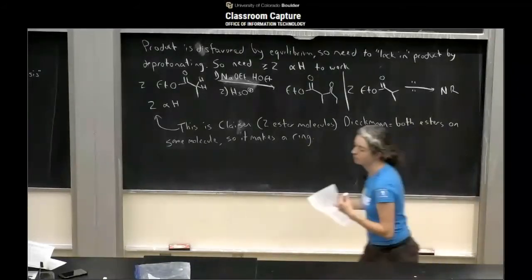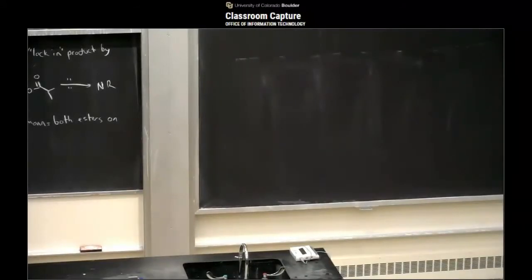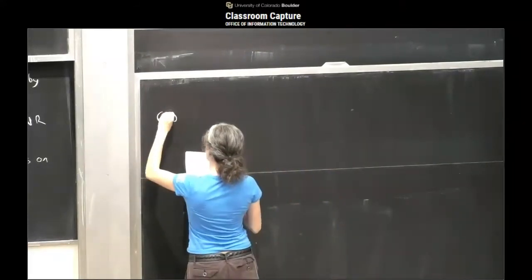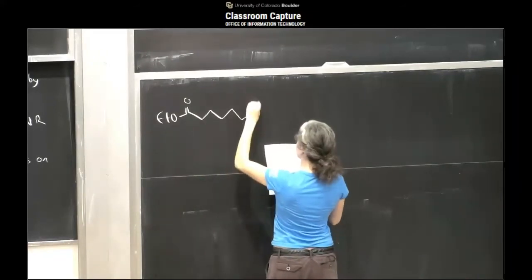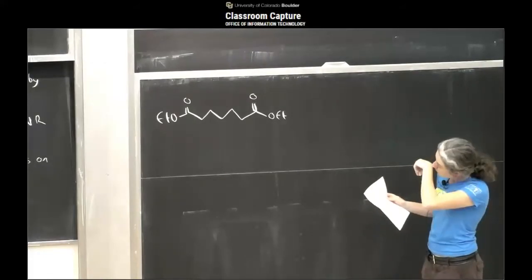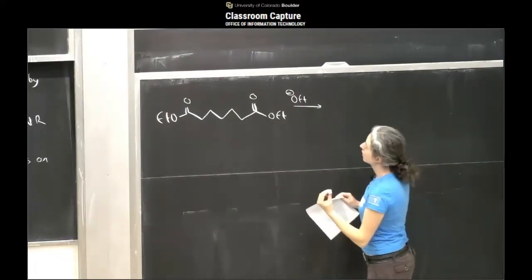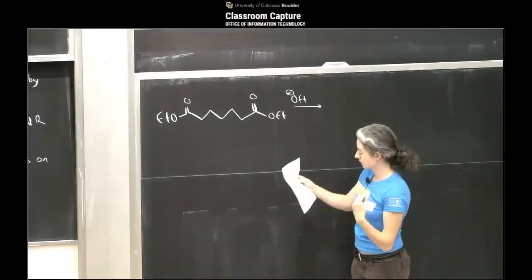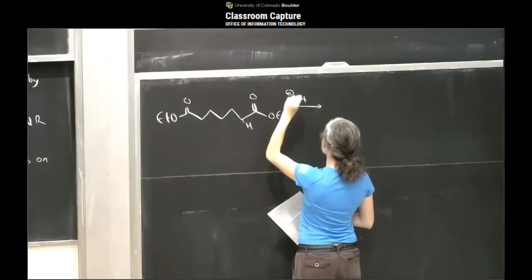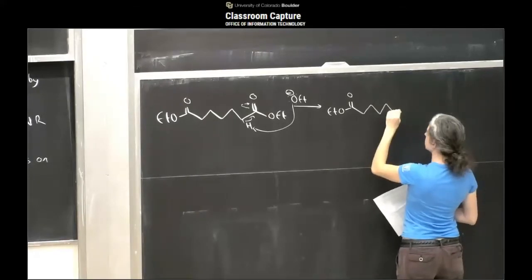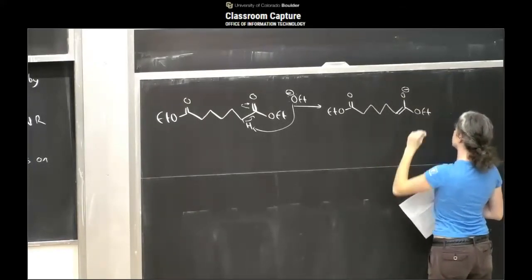Okay, so let me move the camera. Okay, so like this thing, if we hit this with OEt minus, it doesn't matter which side you deprotonate because they're both symmetrical here. So maybe let's just go for this one because it's closer to where I drew the base.